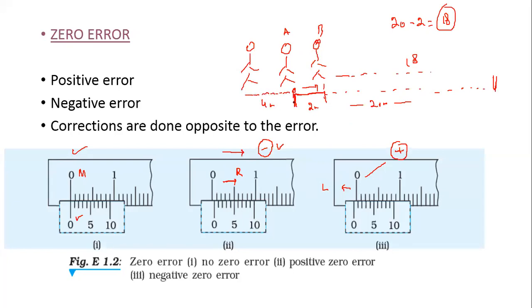If, let's suppose, one person is standing 4 meter behind this starting point. So you can see this side. So Vernier scale is on left side. So we call this one negative error. It will be added. For example, if this body starts and covers this total distance, what is the total distance? 20 plus this distance will be added. So 20 plus 4 equal to what? 24. So positive error and negative error.